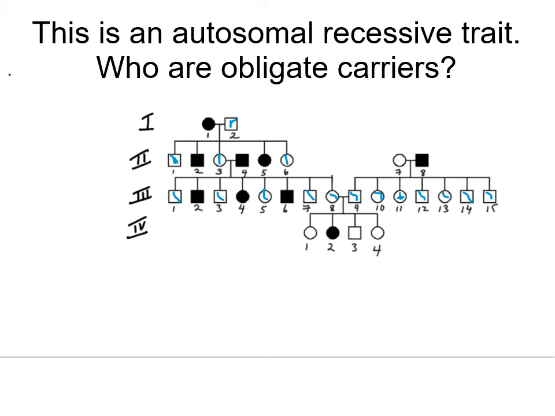But those children could be either big A, big A, or big A, little a, depending on what alleles they got from the 2 parents. So those are possibilities for all. So with those, they could be carriers, but they're not obligate carriers.